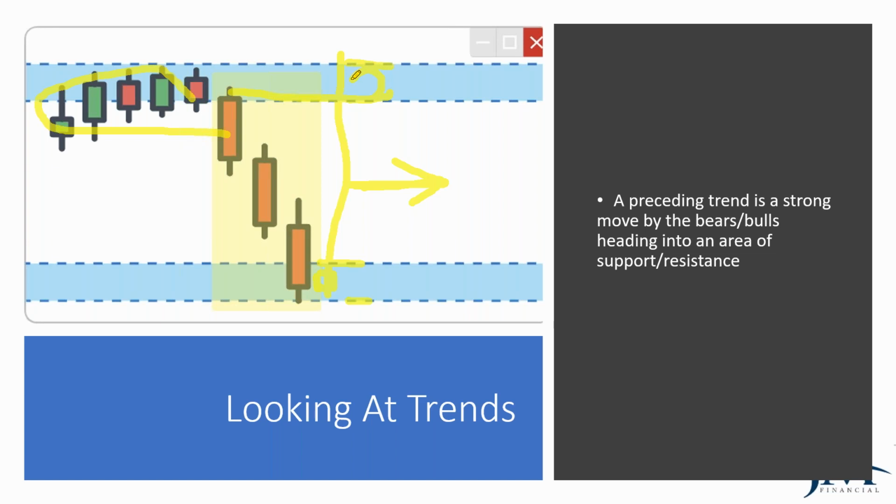So what we're forced to do is react based on a strategy or knowledge that we already had. And we use not only the most recent candles, but we also have to look at the most recent trends. So a preceding trend is a strong move for the bears or the bulls heading into the support or the resistance area. Now, I only trade indecision candles when we're coming off a well-developed, nice uptrend or downtrend.